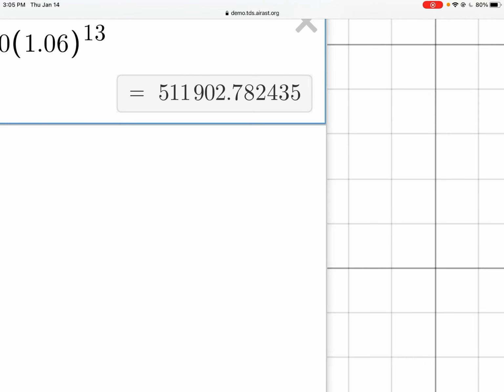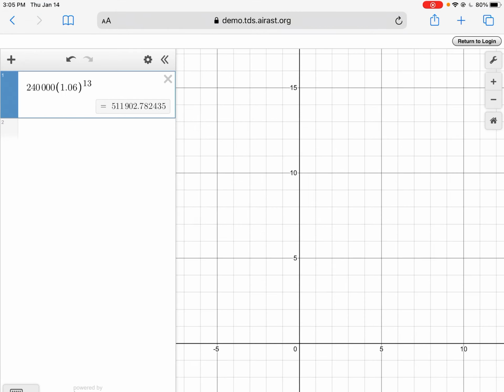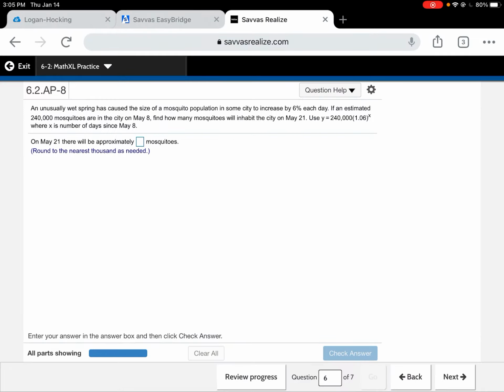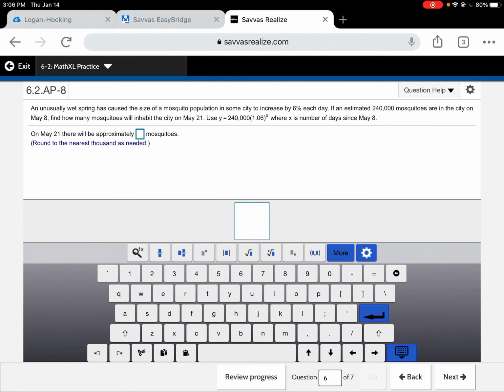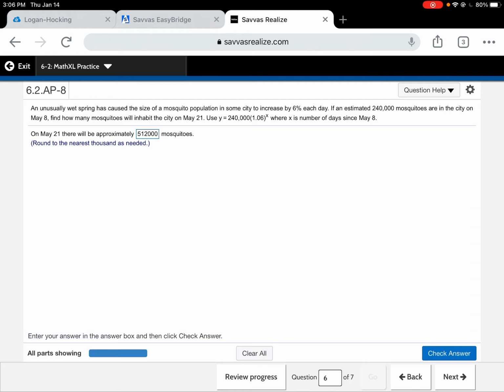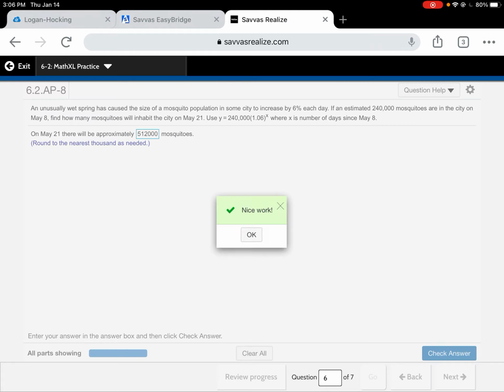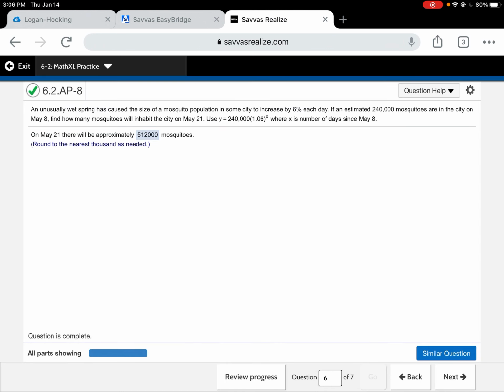They're wanting us to round it, that second one right there, we want to round it on that number. Now, what was after the 1? A 9. The 9 tells the 1 to round up. So we actually have, for my problem here, 512,000 mosquitoes for our answer. That's how many mosquitoes inhabit on May 21st. Okay? Check our answer. Nice work.